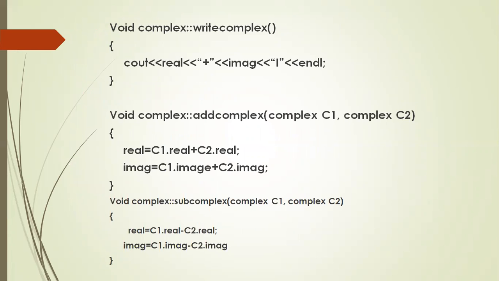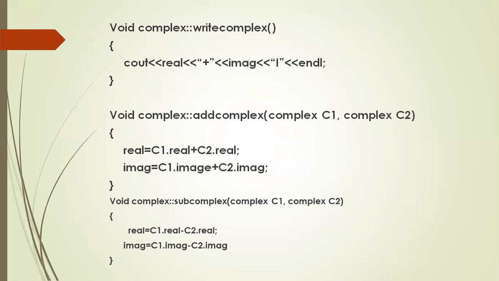Next, take the third function, add complex. The add complex function has two arguments of complex type, two objects of complex type, but no return value. The return type is void. The class to which the function belongs is complex. Scope resolution, add complex. Inside the brackets, you have to pass two objects as arguments: complex C1, comma, complex C2.